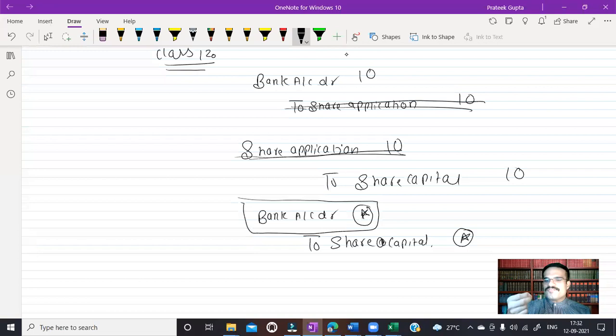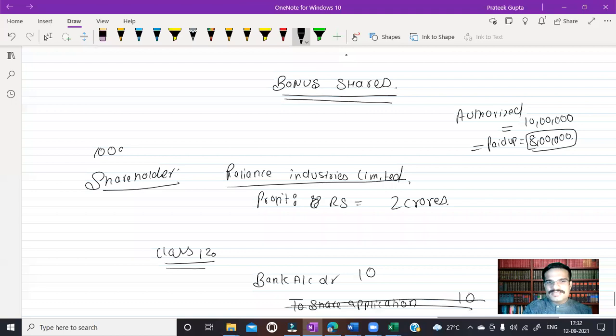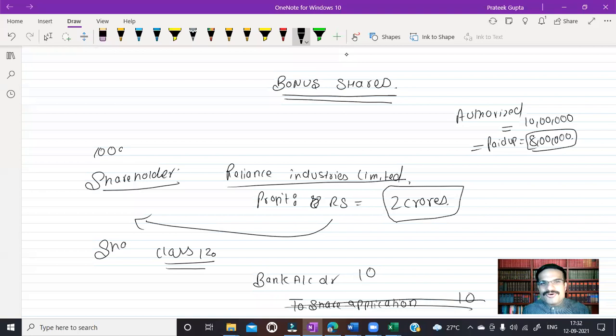The company has a lot of money, beta. See this. The company has 2 crore rupees. They are not in need of funds. They have so much money. Now, what will I do? I will say, hey, 100 shareholders, come here. I am giving you shares of the company free of cost. You don't have to pay me even a single rupee in this case. That's the concept of bonus shares.